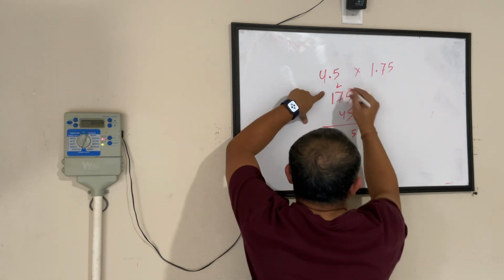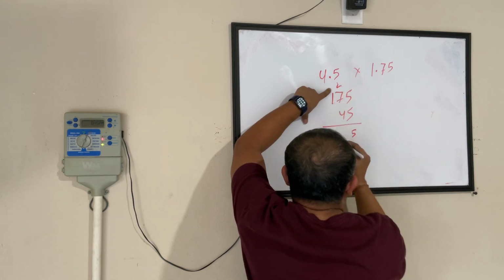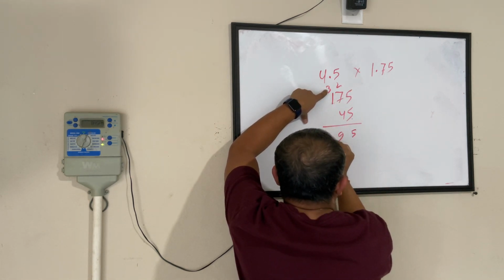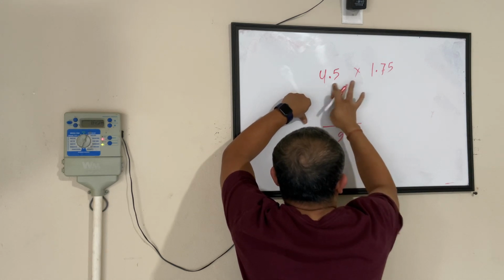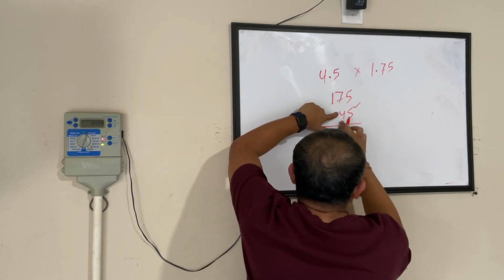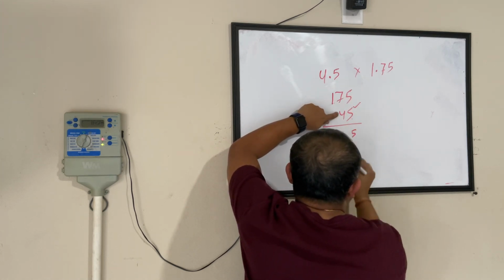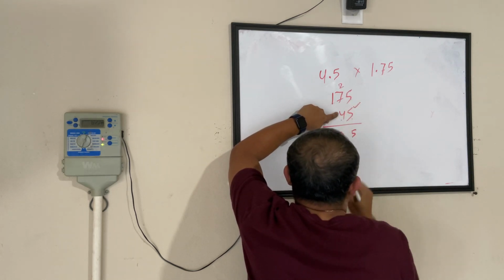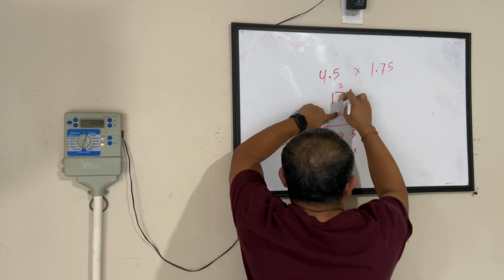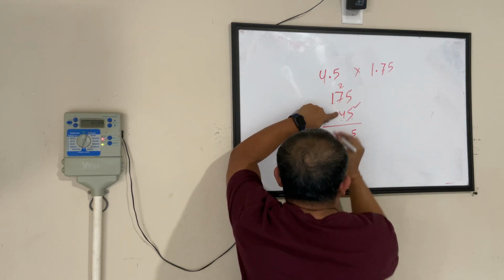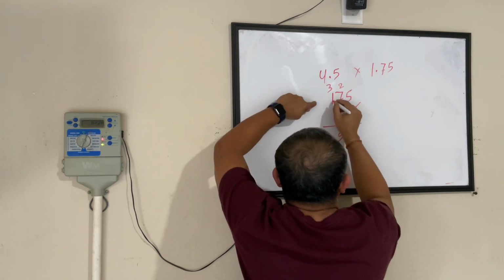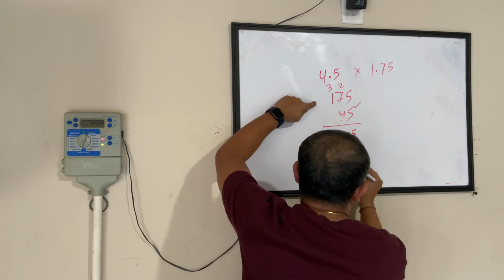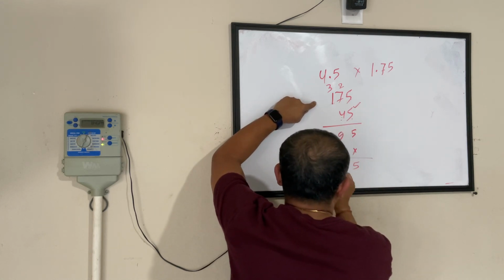2 carry forward. 5 7s are 35 plus 2 is 37, 3 carry forward. 5 1s are 5 plus 3 is 8. So, this one is done. Now I'm coming to this one, so I'll start from this place. 4 5s are 20, 0, 2 carry forward. 4 7s are 28 plus 2 is 30, 0, 3 carry forward. 4 1s are 4 plus 3 is 7. This becomes 5 9 8 7.